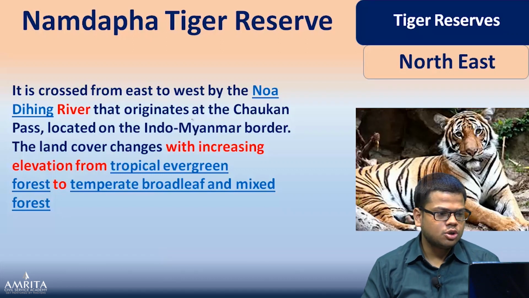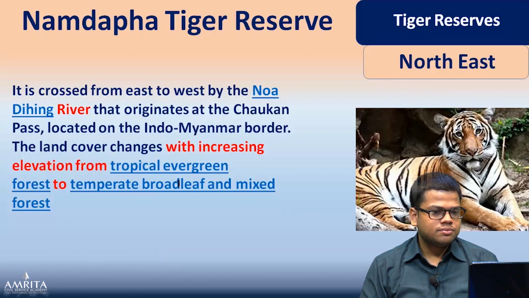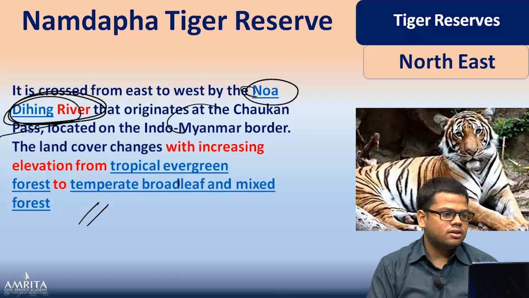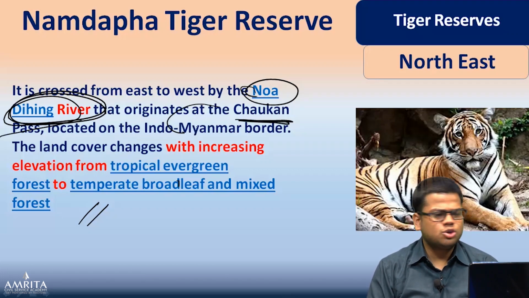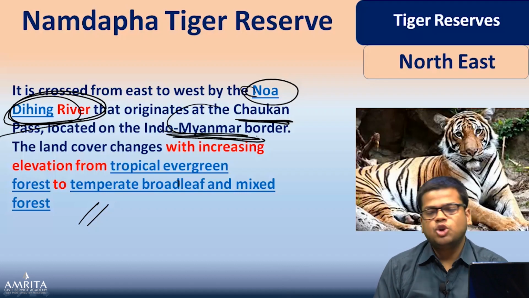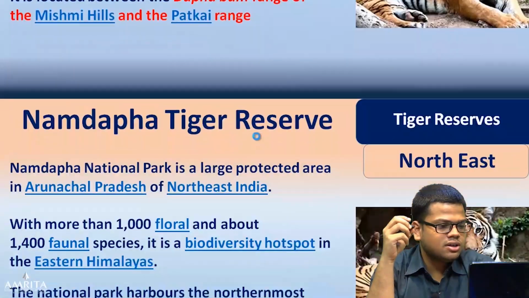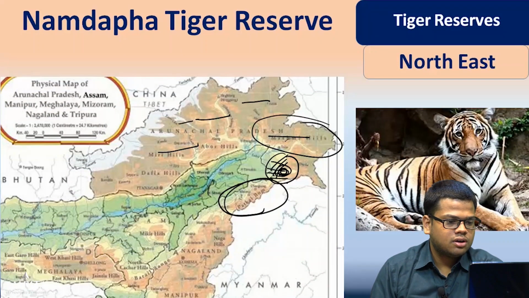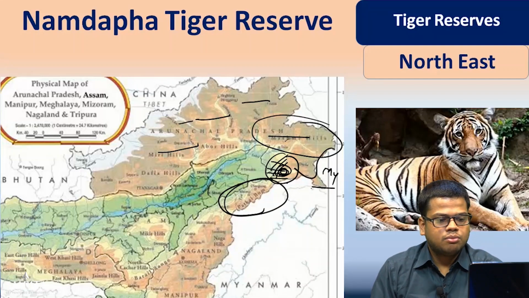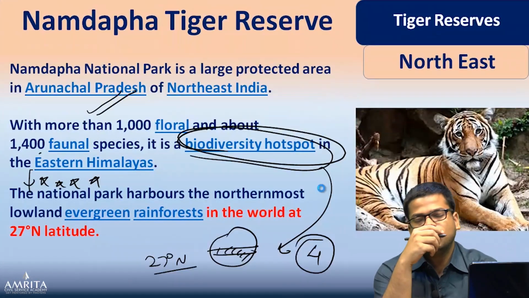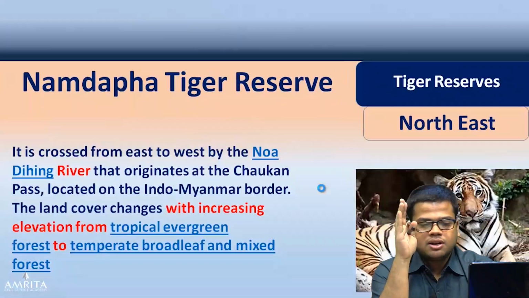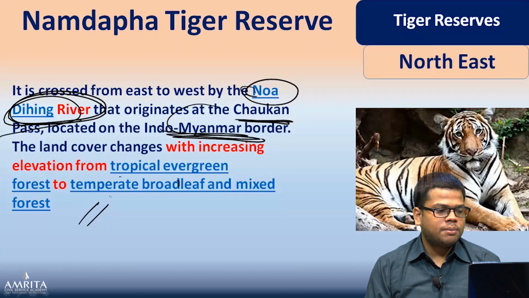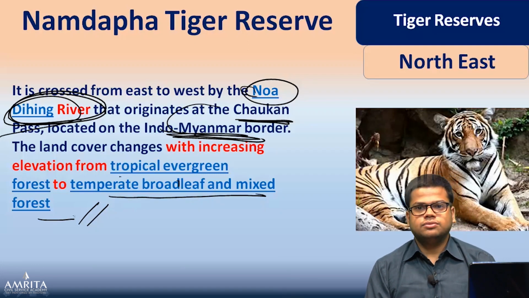There is a river that crosses it, the Noa Dihing river. It originates at Chaukan Pass. You don't have to remember Chaukan Pass, but just remember that the Indo-Myanmar border is there. Let me show you. Yes, this is Myanmar only, so it is very close to the Indo-Myanmar border. Just remember the name of the river, the Noa Dihing river. The land cover changes with increasing elevation from tropical evergreen to temperate broadleaf and mixed forest. Okay, so let's move.